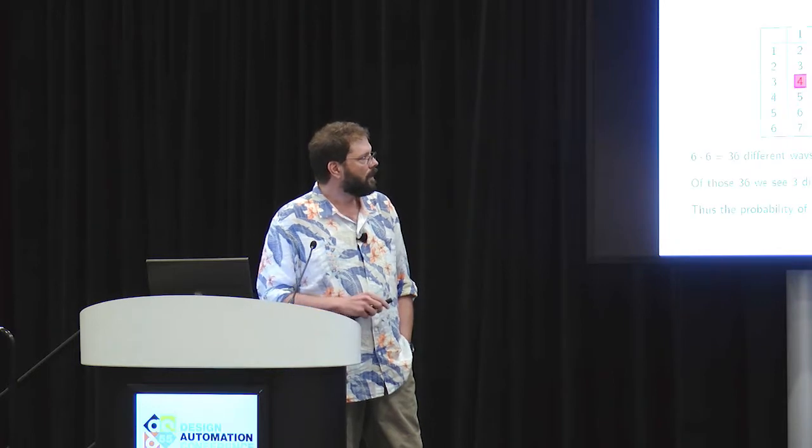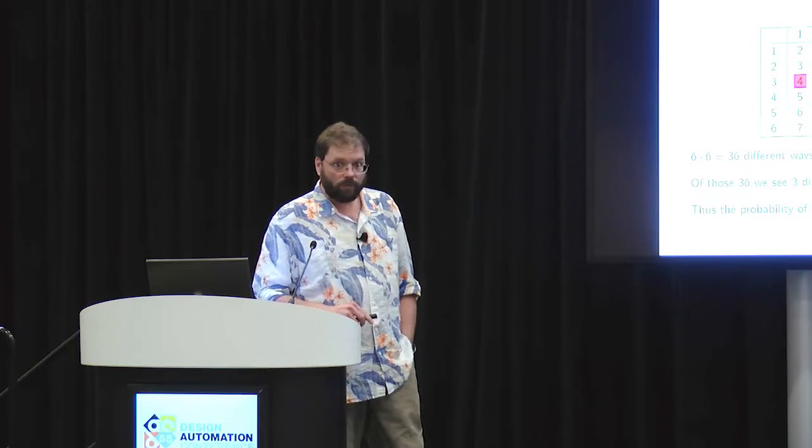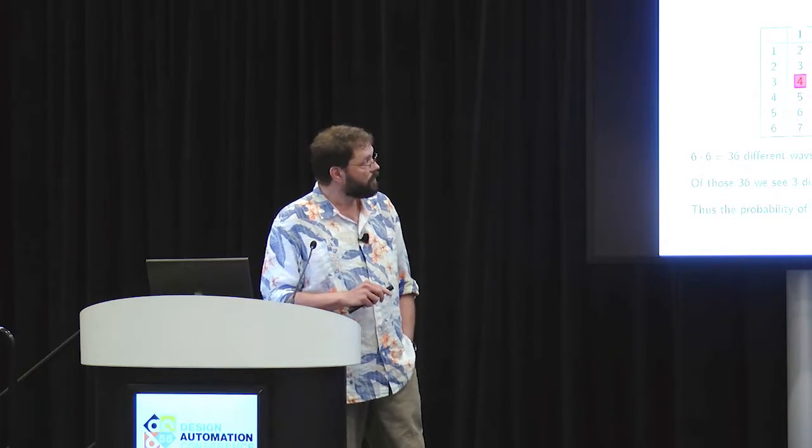How do we get the probability from this table? Suppose you wanted to know the probability of rolling a 4. You count the number of ways you can roll a 4. There's 3 of them. You count the number of ways there are for the dice to land. There are 36, and you divide. So the probability of rolling a 4 is 1 out of 12. You repeat this for all the numbers, 2 up through 12.